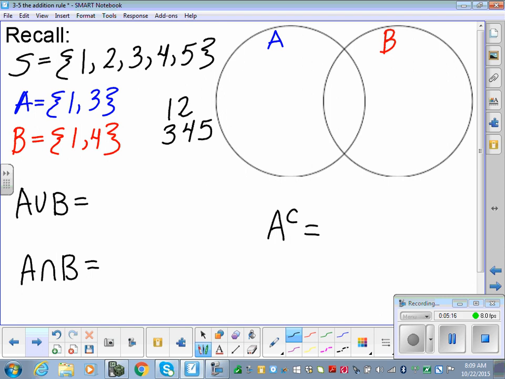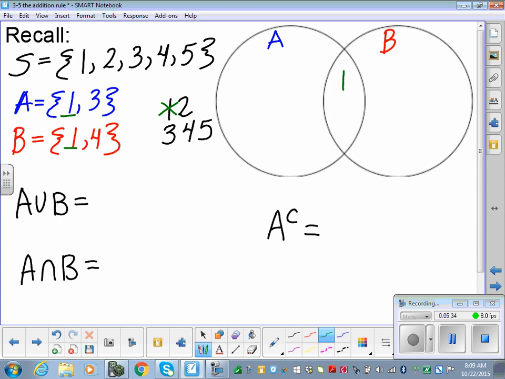So I'm going about this a little bit differently than I have in the past. Either way works. Okay, in A, there's a 1. Is there a 1 in B as well? Yes. So a 1 in A and B, so it needs to go in the middle. Now 1 is not in the sample space anymore.